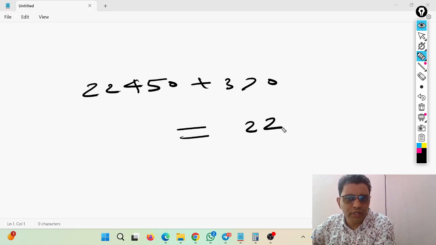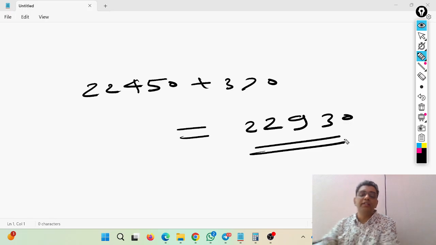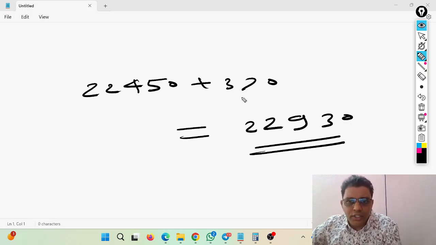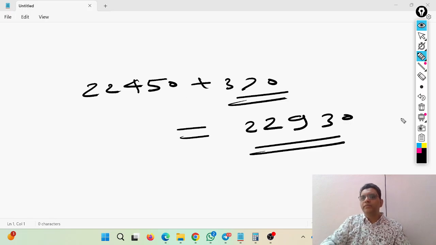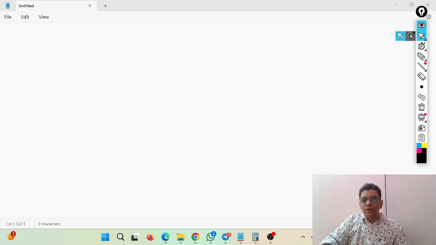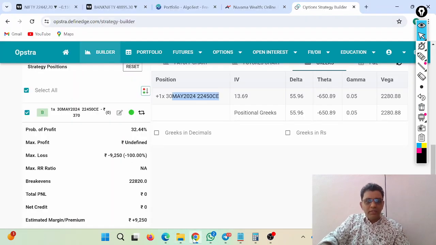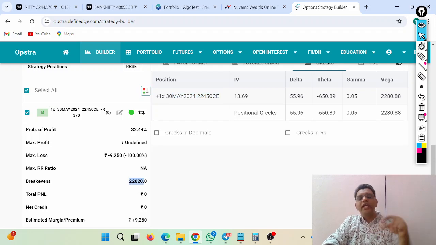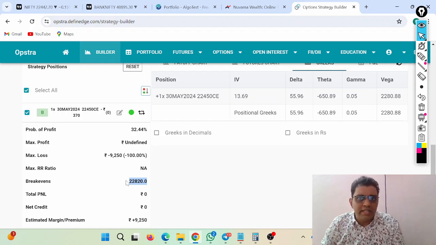This is 22,930, I guess. This is 22,930. Here my profit will start because I have paid this much amount, right? That's why you can see over here, even they are given my break even is 22,820. Sorry, 820. It's not 920. 22,820. They have added 450 and 370, and they have made it 22,820. Here actually my break even starts.